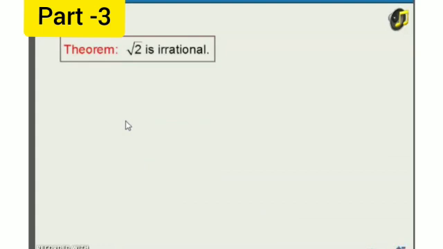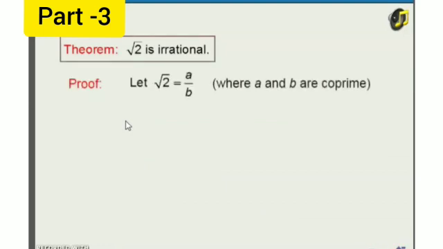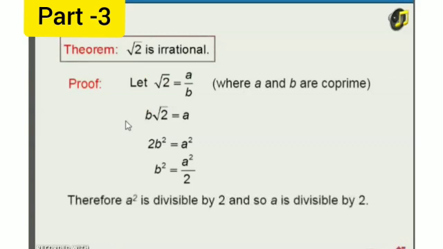Next theorem: root 2 is an irrational number. Prove that root 2 is an irrational number. All of you know that root 2 is irrational, but how can you prove it? By the method of contradiction. We use the contradiction method to prove root 2 is irrational. Proof: let root 2 equal a by b. You know, a by b is a rational number where a and b are co-prime numbers.